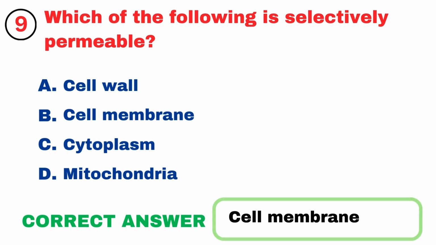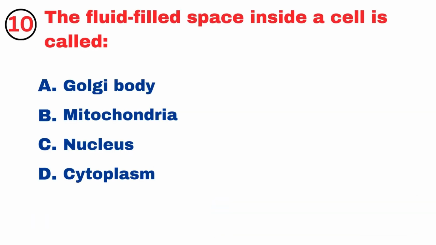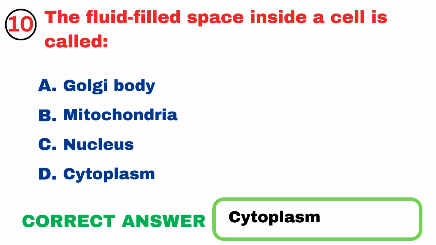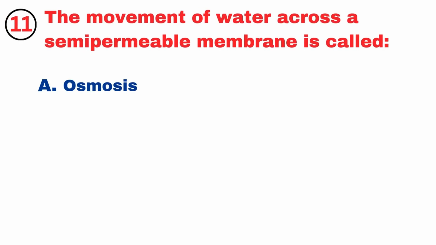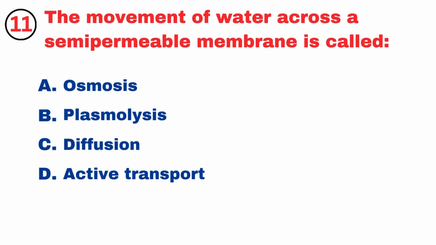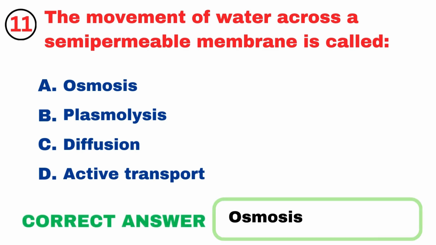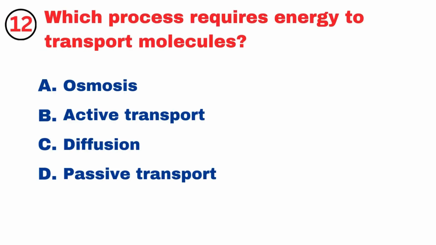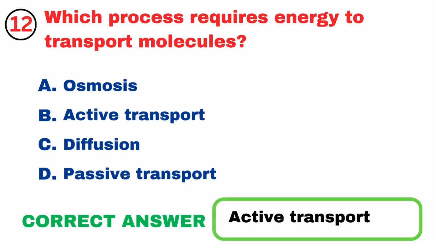Which of the following is selectively permeable? Cell membrane. The fluid-filled space inside a cell is called cytoplasm. The movement of water across a semi-permeable membrane is called osmosis. Which process requires energy to transport molecules? Active transport.